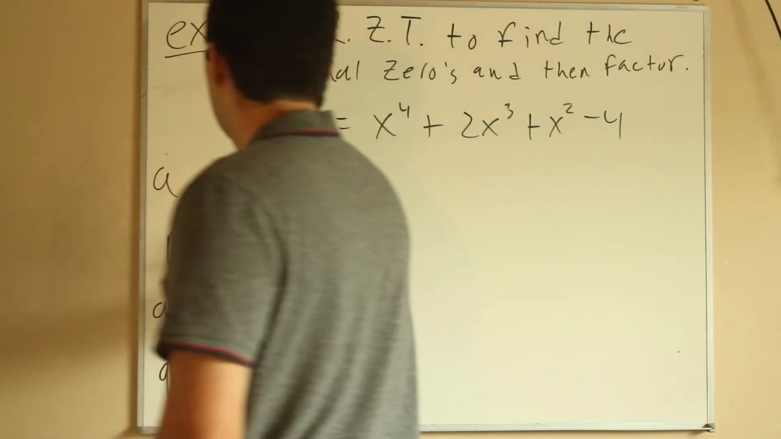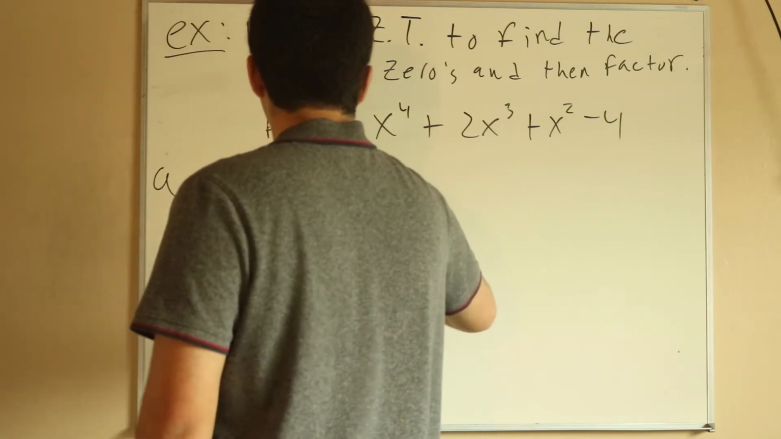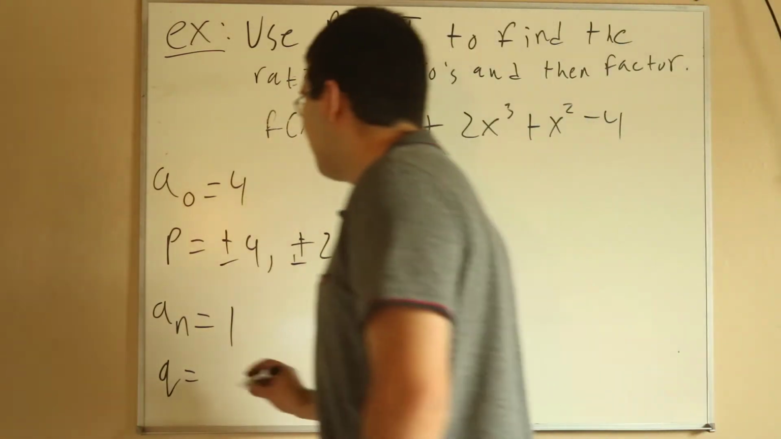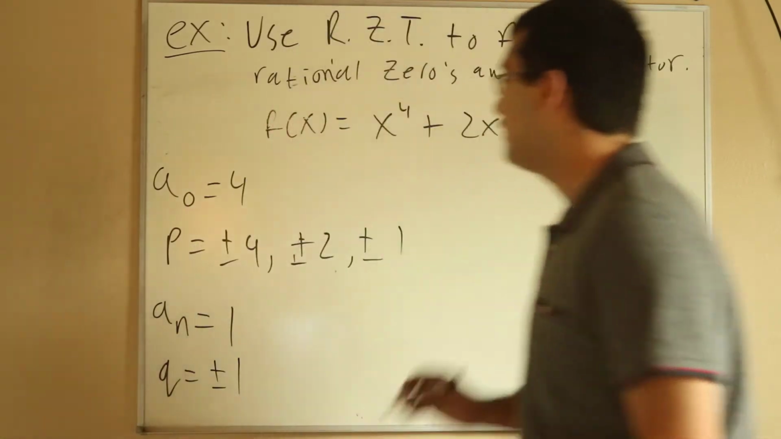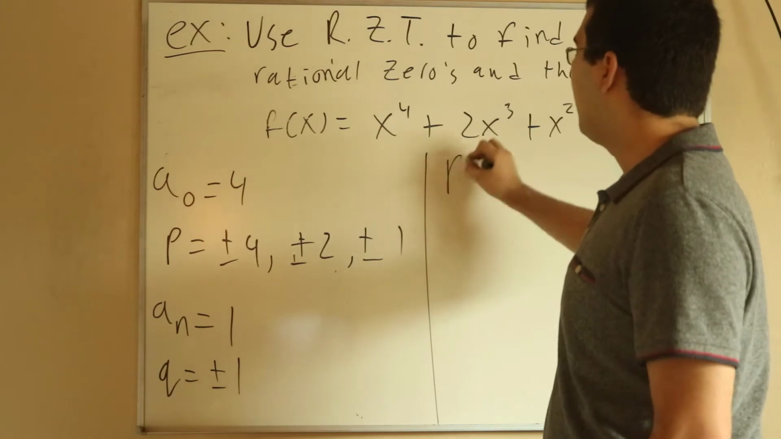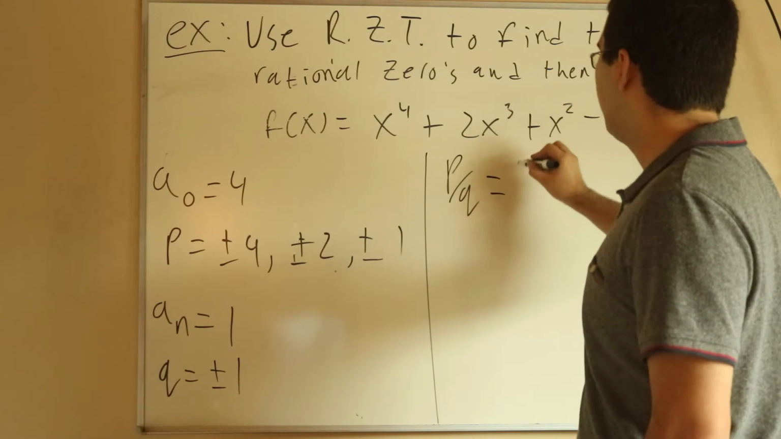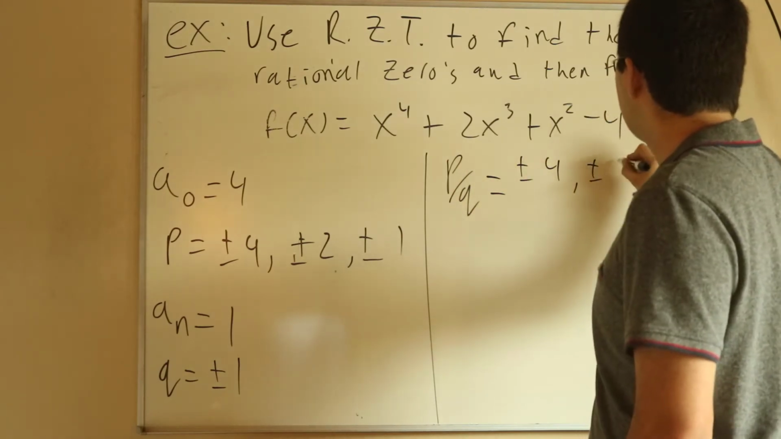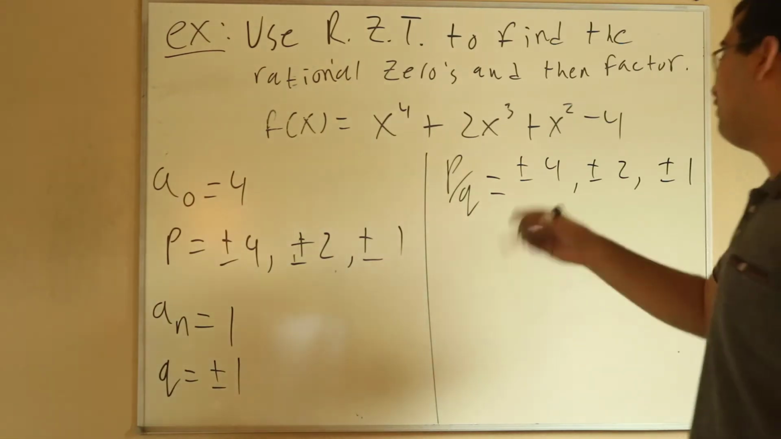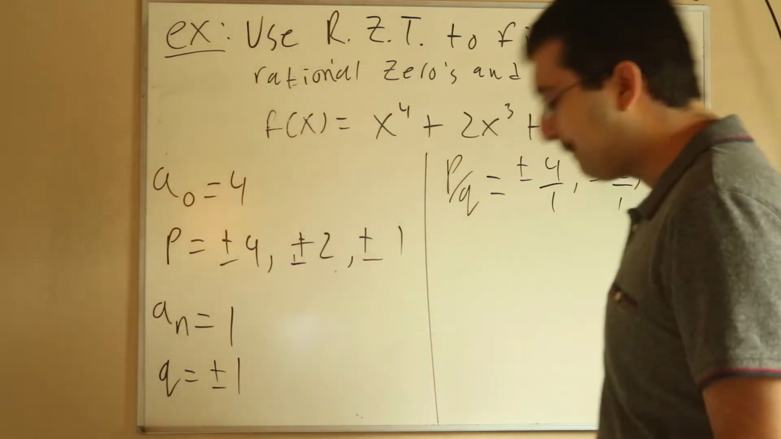That's going to be the list plus or minus 4, plus or minus 2, and plus or minus 1. All right, and then what are all the factors of 1? Quite simply, plus or minus 1. So I have my list of p's and q's. What's going to be my next step? Well, I now want to make my list of p over q. So I want to do plus or minus 4, plus or minus 2, plus or minus 1, on top, and put this over all the q's. So 1, 1, 1. All right.